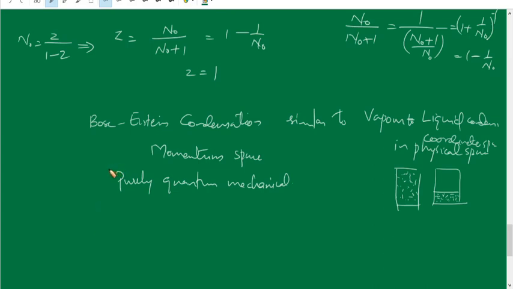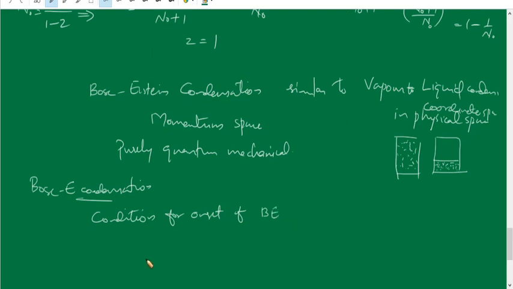Now we can write more about the Bose-Einstein condensation. The condition, what is the condition? Condition for the onset, means starting, of the Bose-Einstein condensation. എപ്പോഴാണ് സ്റ്റാർട്ട് ചെയ്യുന്നത്? നമ്പർ ഓഫ് പാർട്ടിക്കിൾസ് എന്തിനേക്കാളും കൂടണം? Number of particles should be greater than the limiting value of the excited state particles.